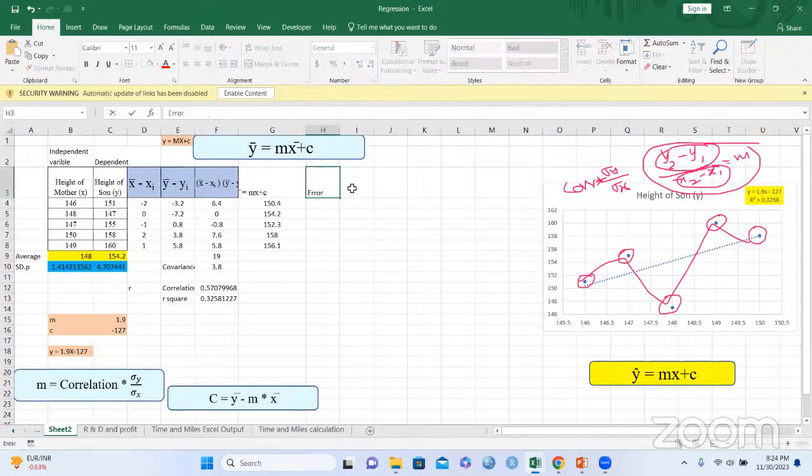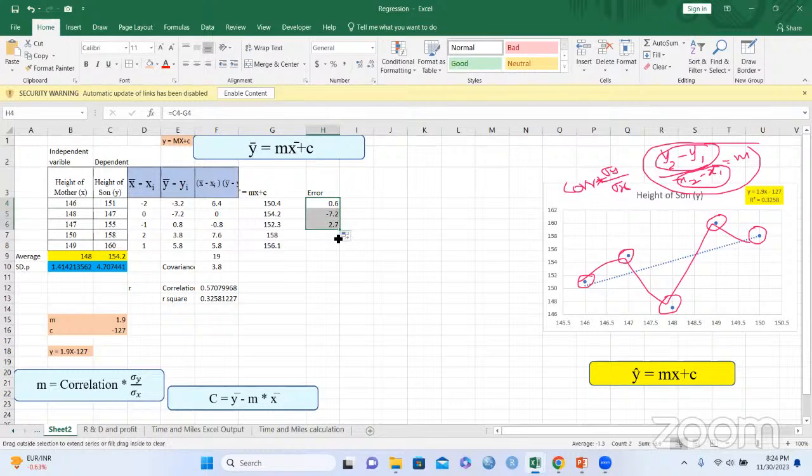Okay, so that error is my yi minus y hat, or y cap. So that is my error value. This is the actual value minus my predicted value. Like that, in the first case my error is 0.6, in the second case my error is minus 7.2, a very big error. In the third case my error is 2.7. In the fourth case my error is 0, there is no problem. In the fifth case my error is 3.9.